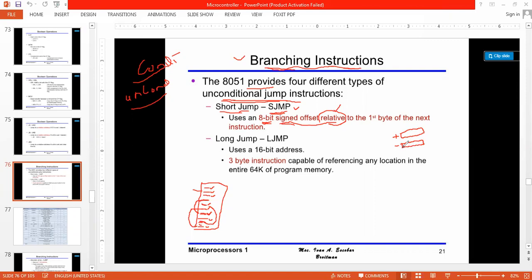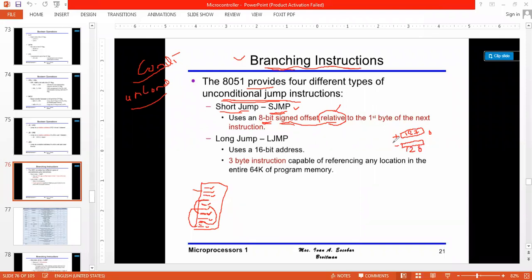What is 2 raised to 7? Is it not 128? So I have 1 plus 127 up to 0, then minus 128.